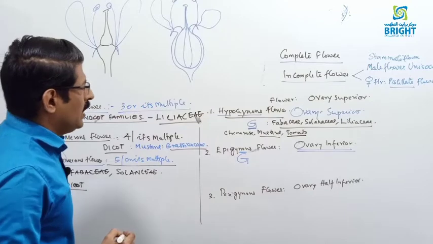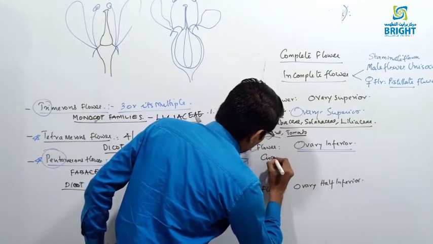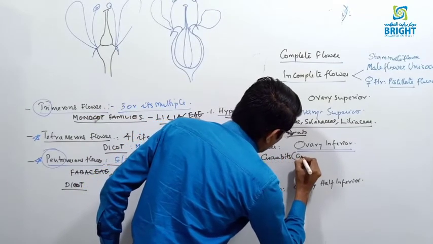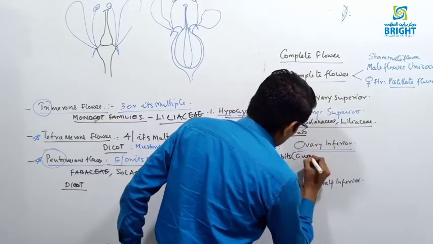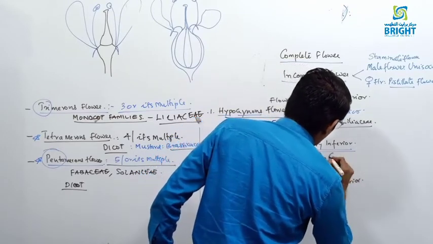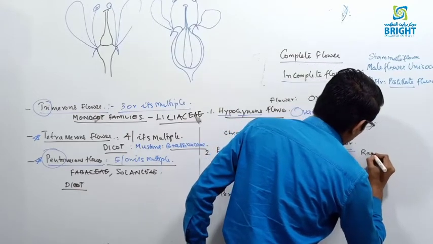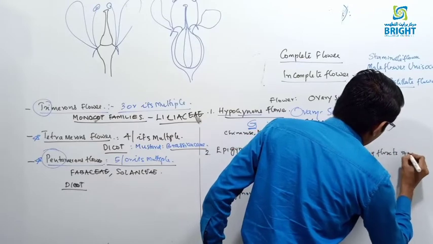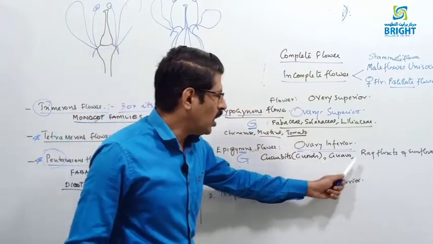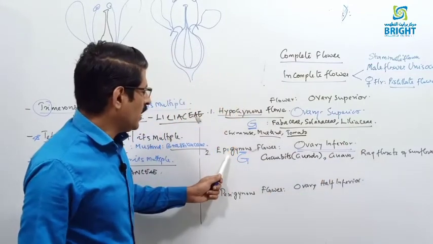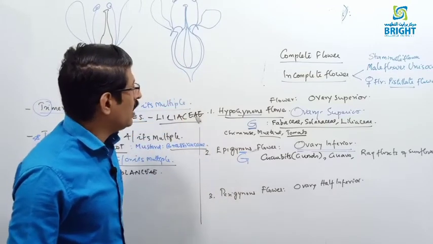And here the ovary is inferior, and the examples are cucurbits or gourds, and guava, and ray florets of sunflower. Three examples as per NCERT: cucurbits, guava, and ray florets of sunflower. So in the case of epigynous flower, ovary is inferior and all other floral parts are above the ovary.